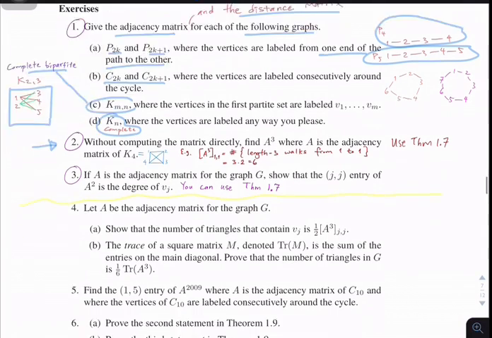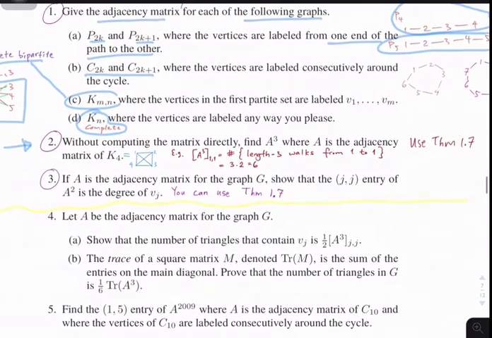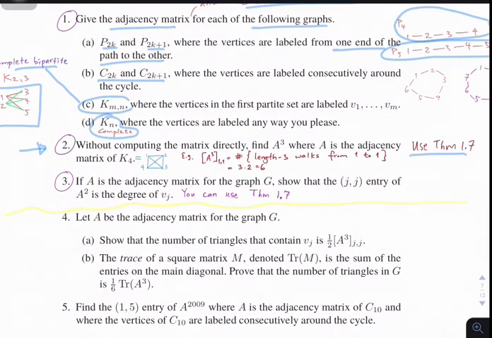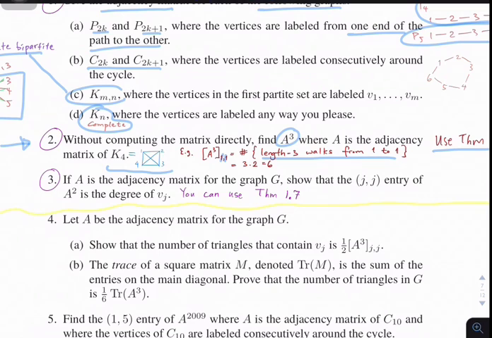For the second exercise, I want you to use the theorem that we just proved to compute A to the power of 3, where A is the adjacency matrix of the complete graph on 4 vertices. So for example, using the theorem, I know that the entry 1,1 would be the number of walks from 1 to 1 of length 3. So let's compute that. So starting at 1, I have 3 choices. I can go to 2, 3, or 4. So that's why I have this number 3.